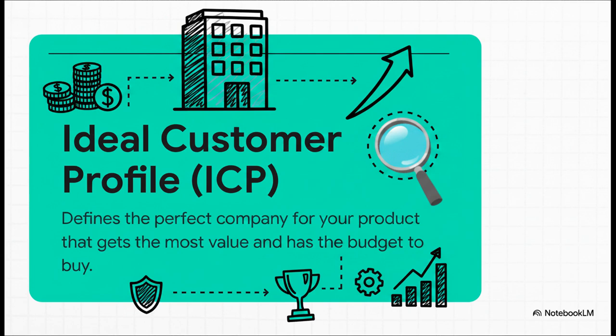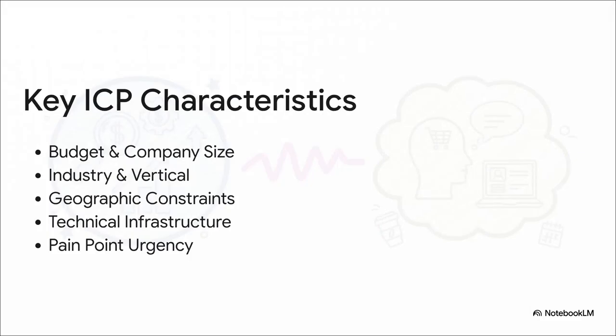This is about the organization as a whole, the type of business that's going to get a ton of value from what you offer, and just as important, actually has the money to buy it. So what goes into building one of these? Well, you're looking at things like company size and revenue. For instance, maybe they need to be making over $2 million a year to even consider your enterprise plan. You're also looking at their industry, their location, and even their current tech stack.